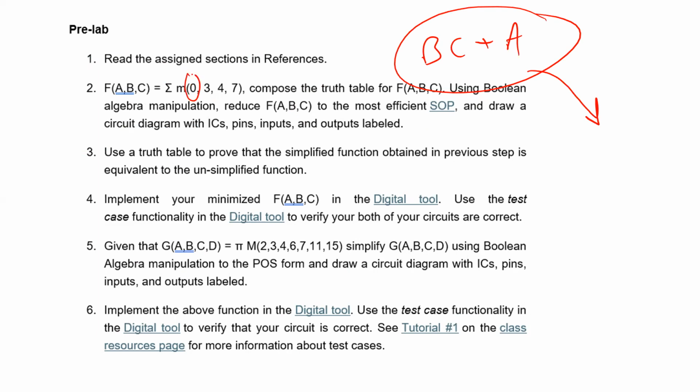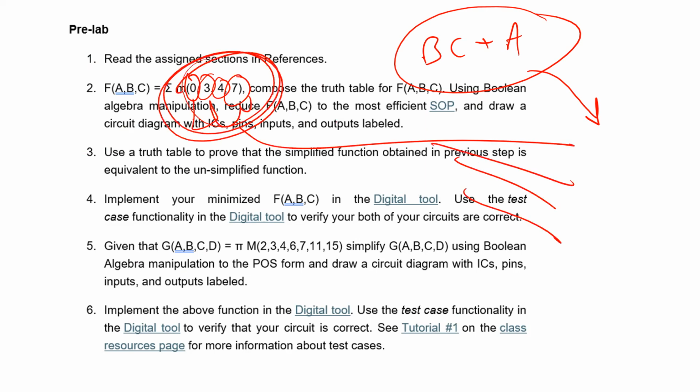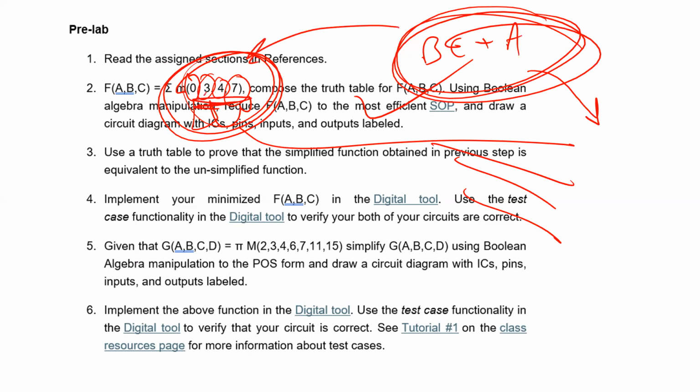All you have to do in the truth table is look at row 0, row 3, row 4, and row 7. If you can find ones at these rows and zeros in the other rows, then you are correct. That means this function is giving the same result as the original one here.